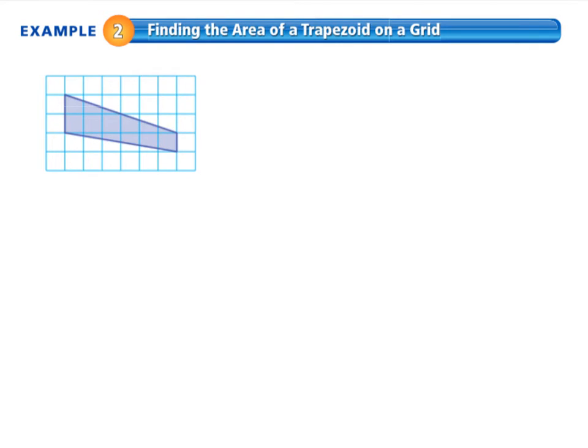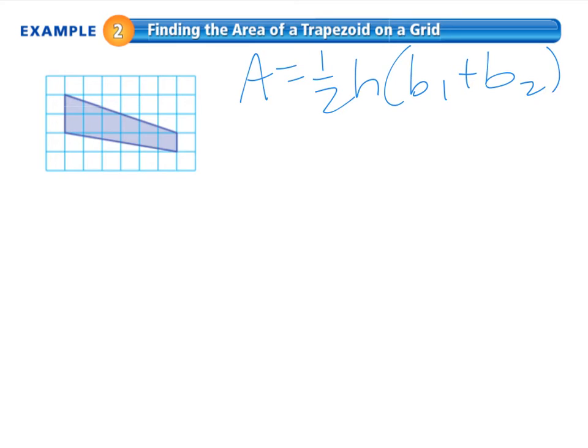Here's one like we did with the parallelogram where we're not given any of the heights or bases, but we can count the squares to determine where they are. So A equals 1/2 base 1 plus base 2. And I'm going to see which ones look parallel to me. That's going to be this one and this one. So this side over here, that looks like it's 2 units long. And this side over here, that looks like it's 1 unit long.